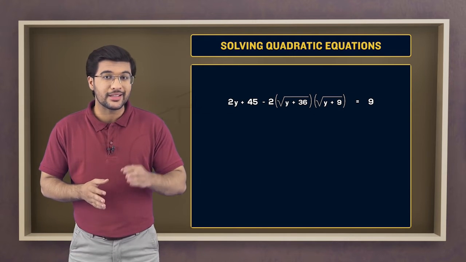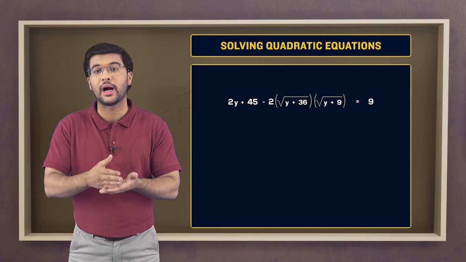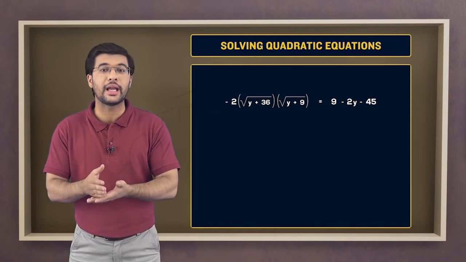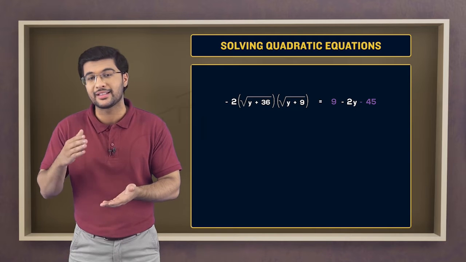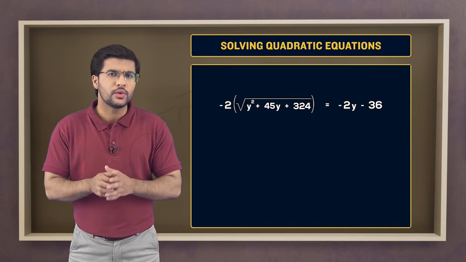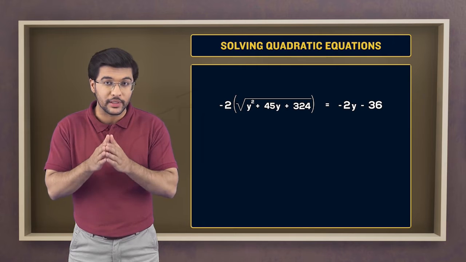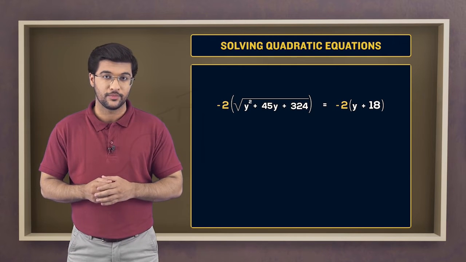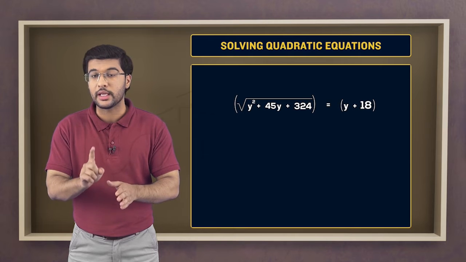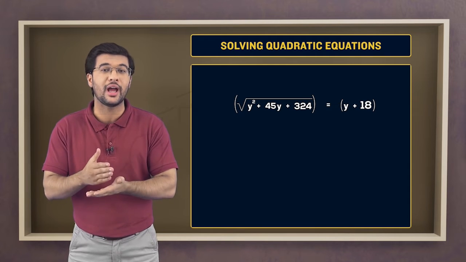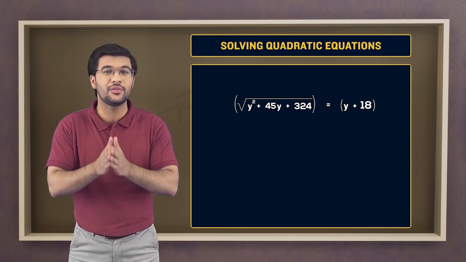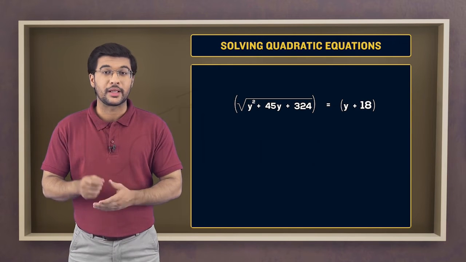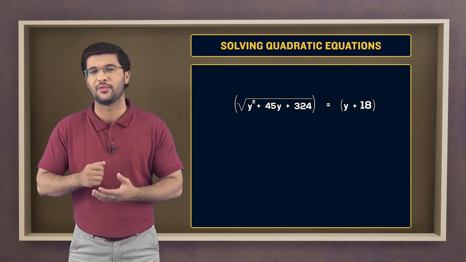Now for isolating the radical term, we shift 2y plus 45 to the right side and subtract 9 with 45 to get minus 36. Also, we can take negative 2 common from here so that it can be cancelled out with this negative 2. Hold on, just take a moment to appreciate how we have now reduced the equation to the first type of radical equations. That's great, because this type is the simplest to solve.